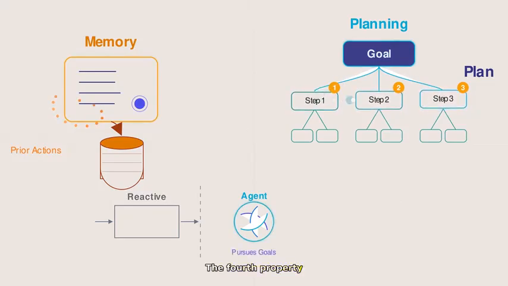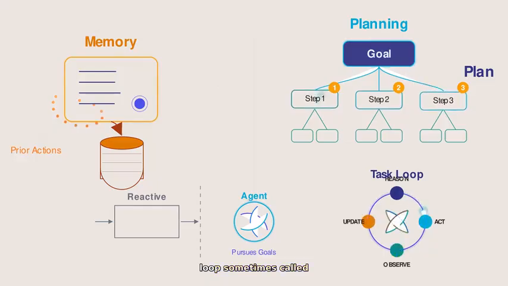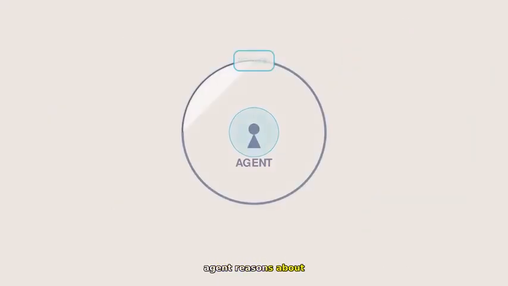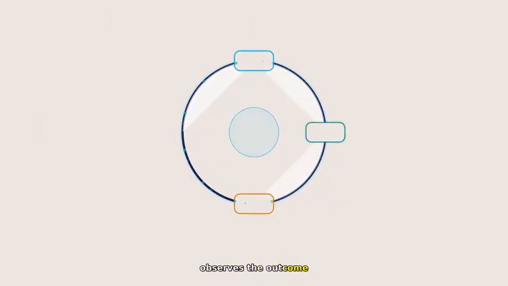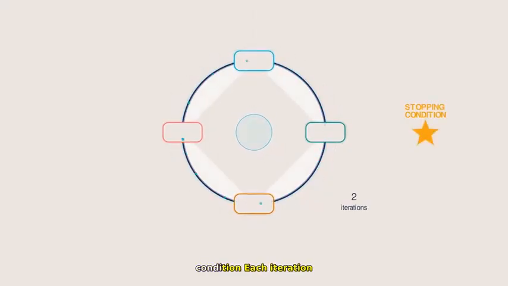The fourth property is the task loop, sometimes called the reason, act, observe cycle. The agent reasons about what to do next. It takes an action. It observes the outcome. It updates its understanding based on what it observed. Then it reasons about what to do next again. This loop continues until the agent reaches a stopping condition. Each iteration of the loop is one step forward toward the goal. Complex goals may require dozens of iterations. The loop is the engine.